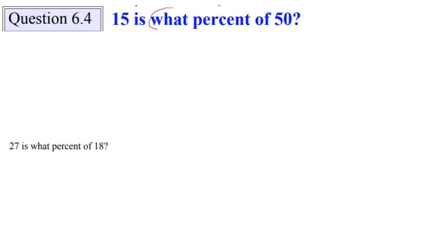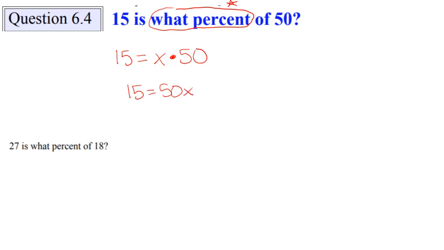This is very important. What percent? We put a little star here. And I'll get back to why I put a star there in a second. So 15 is 15. Is equals. What percent is x. Of is multiplication. And 50 is just 50. So now I have this equation. I'm going to write it in the way that I know how, which is to reverse 50 and x, because we always see the number in front of the variable. I'm going to divide both sides by 50.